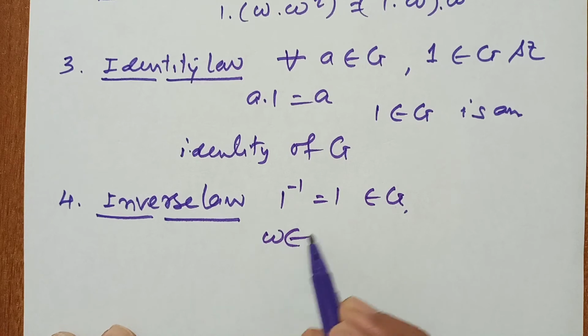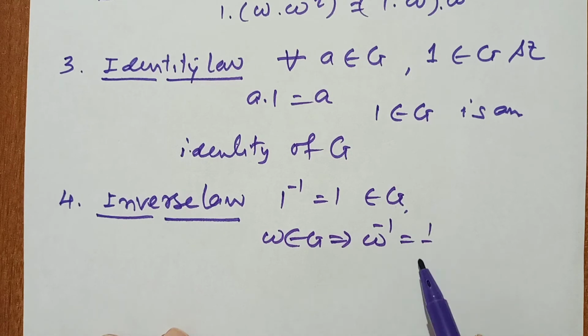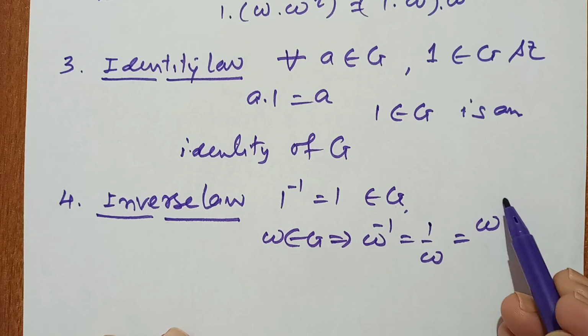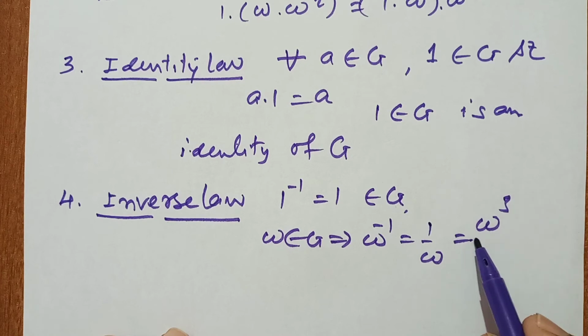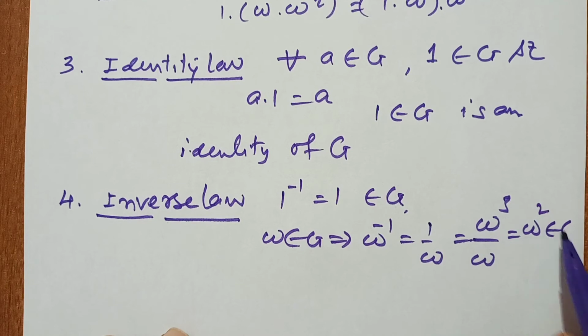Omega belongs to G implies omega inverse is equal to 1 upon omega. So you write 1 is equal to omega cube, because omega cube is equal to 1. So this is omega and this is omega square. This is also in G.